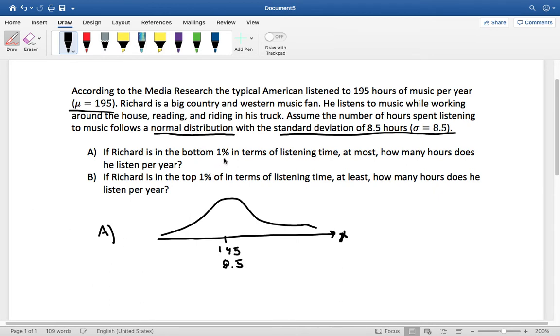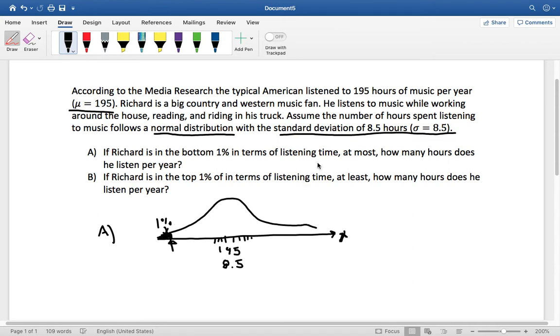If Richard is in the bottom 1% of listening time, well, listening time increases as we go to the right, 196, 197, 198, 199, 200. It goes down this way, 194, 193, 192, and so on. So the bottom 1% is going to be over here. That's the bottom 1% in that shaded area.